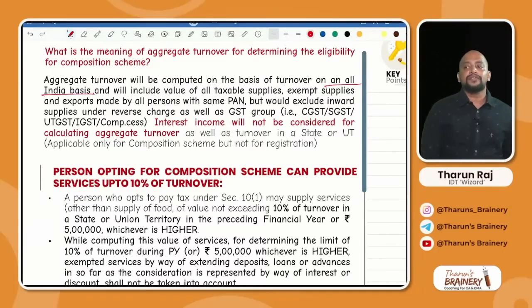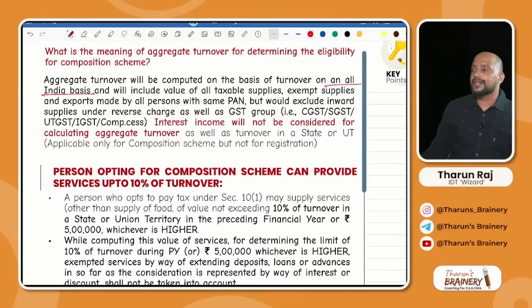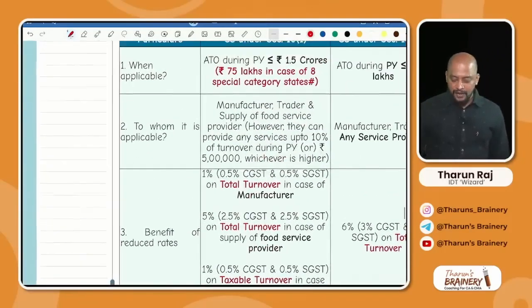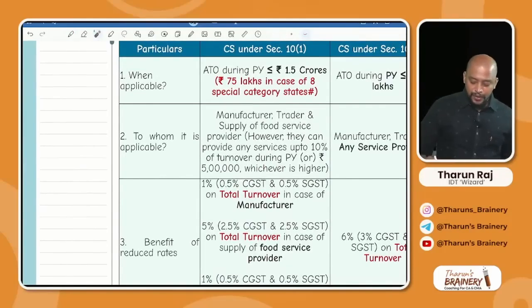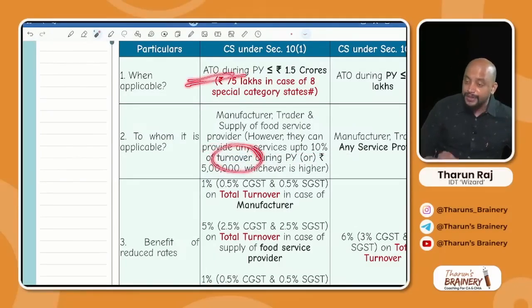Now, what is the meaning of turnover in a state or union territory? Where have we come across turnover in a state or union territory? If you observe 10.1, I can provide service up to 10% of turnover during the previous year. Here it is not aggregate turnover. Here I did not use the word ATO, I use the word turnover.